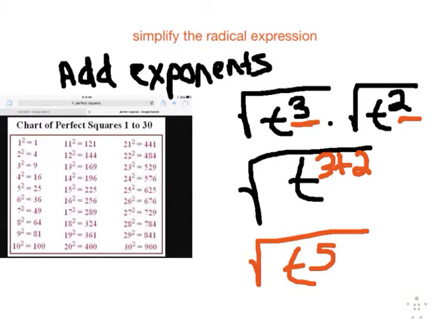Now we want to find the smaller even number of that, and that would be 4. So half of 4 is going to give us t squared. And we still have a t left over in our radical.